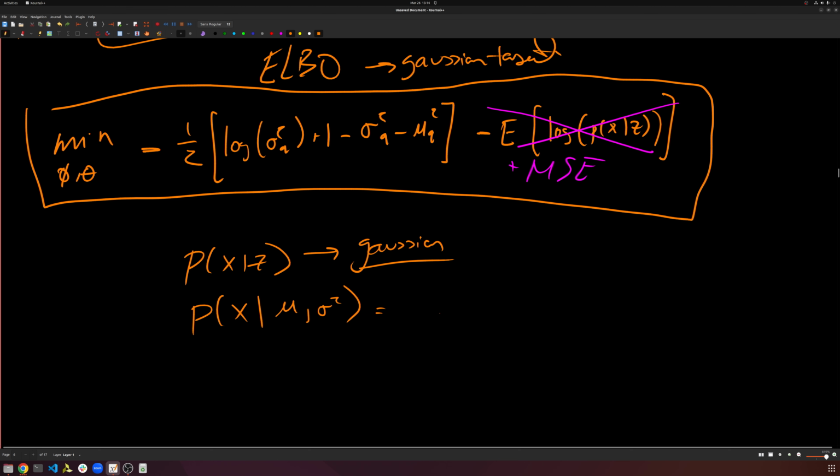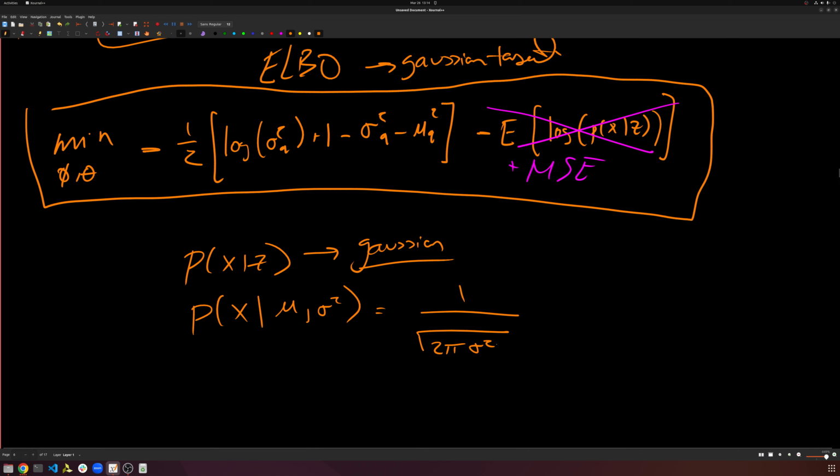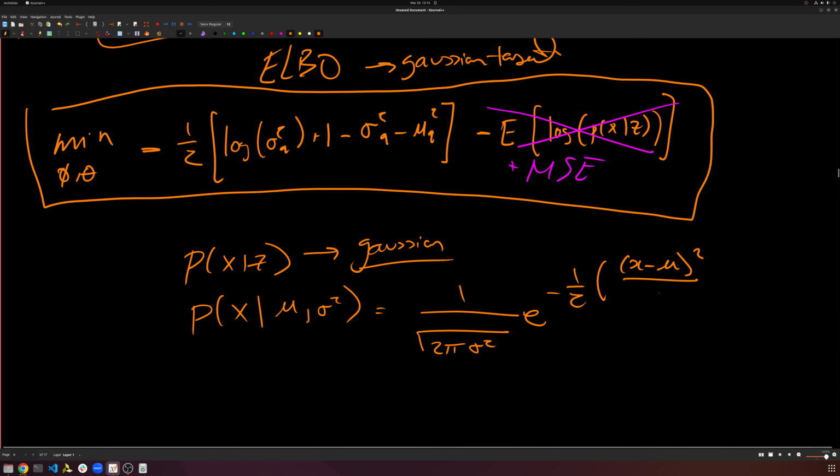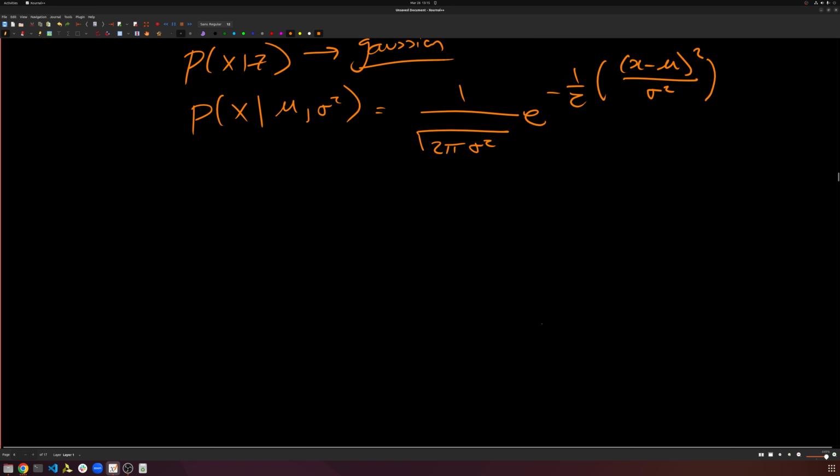So what does this look like? We know the formula for a Gaussian distribution is 1 over square root 2 pi sigma squared, e to the power negative 1/2 times x minus mu squared over sigma squared. Let's write it separately, x minus mu squared over sigma squared, just like that. Right, so let's quickly take the negative log likelihood of this. This is the likelihood function, this is what we have, so let's just take the log of it.